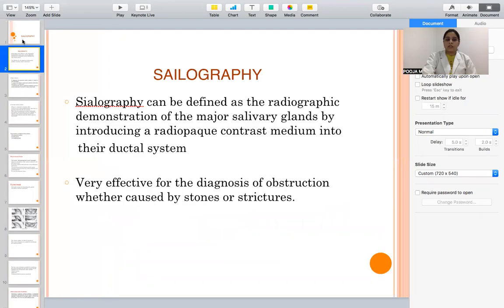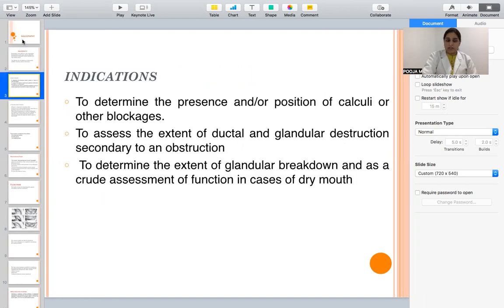Today I'll be talking about sialography. Sialography is defined as a radiographic demonstration of a major salivary gland with the introduction of contrast medium into the ductal system, so that it is useful for the diagnosis of any pathology related to salivary glands or any obstruction within the ductal systems of the salivary gland. So it is mainly a radiographic demonstration for pathology related to salivary gland with the introduction of contrast medium into the ductal system. Coming to the indication, where exactly is sialography indicated?